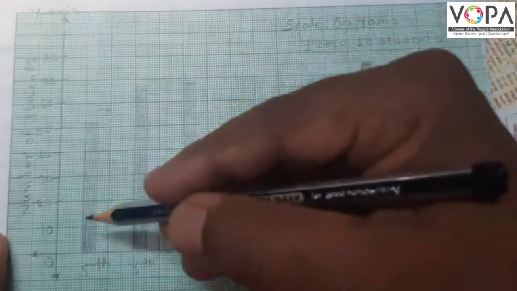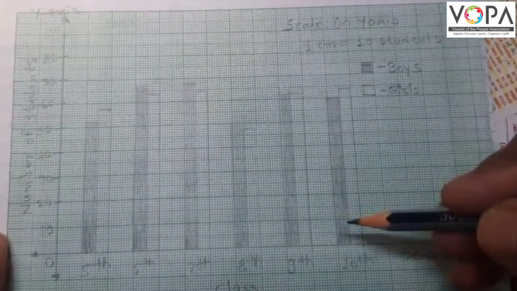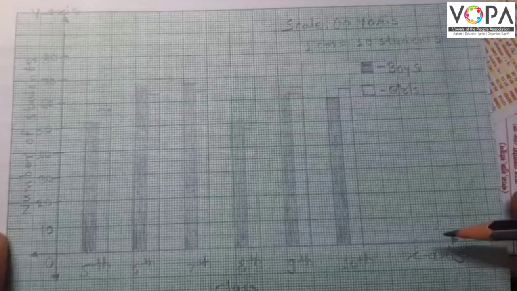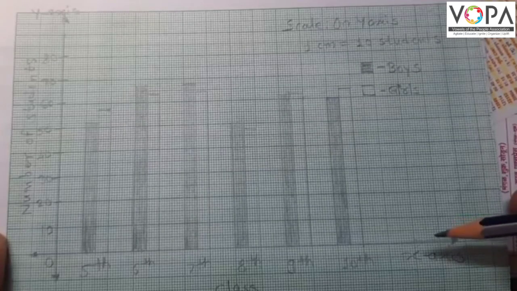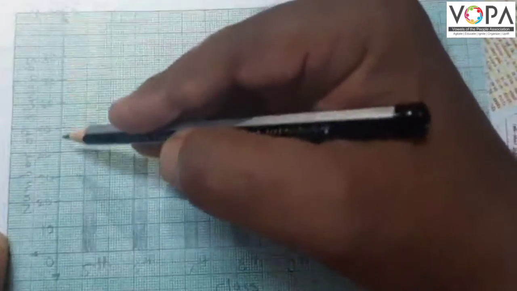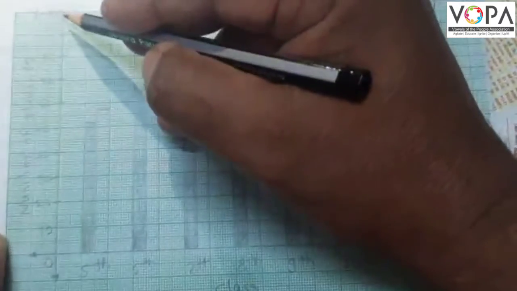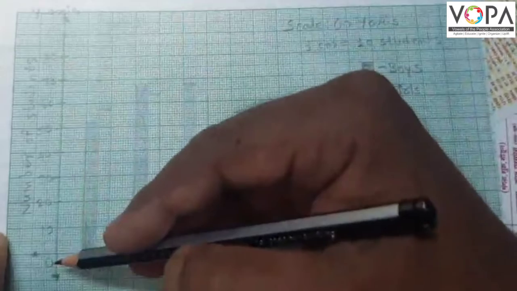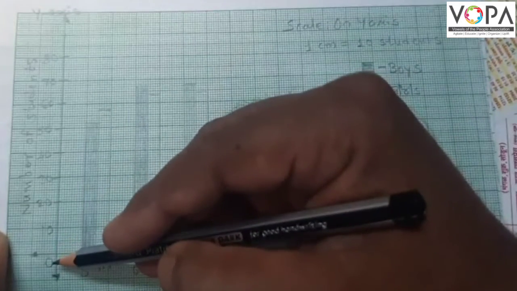First we draw the horizontal axis, that is the x-axis. Then we draw the vertical axis, that is the y-axis. And the point of intersection of these axes is called the point of origin.